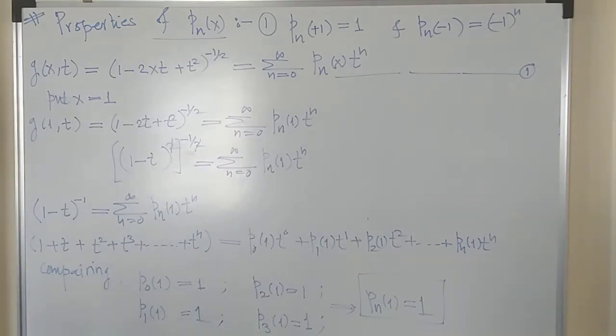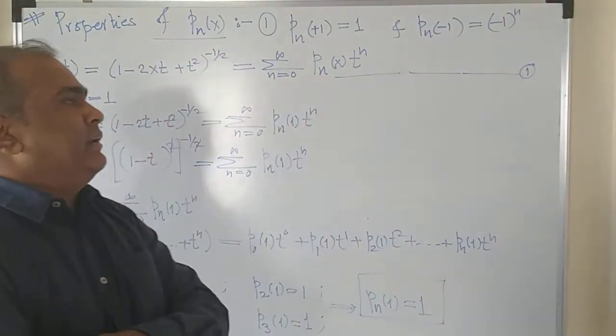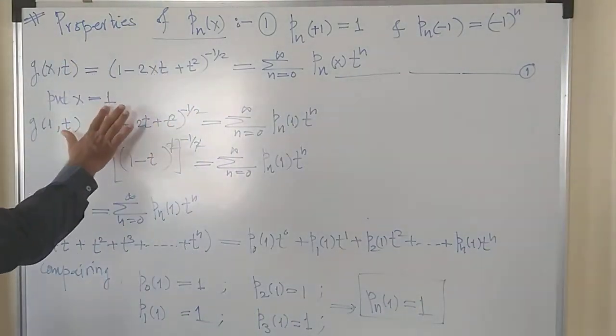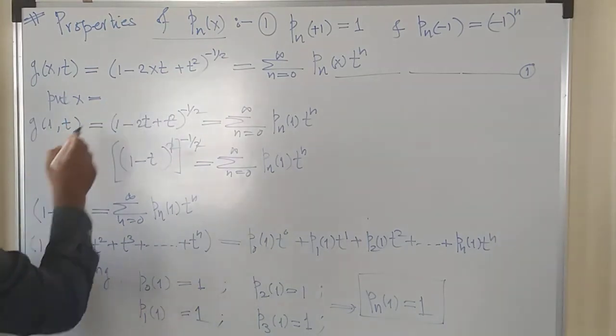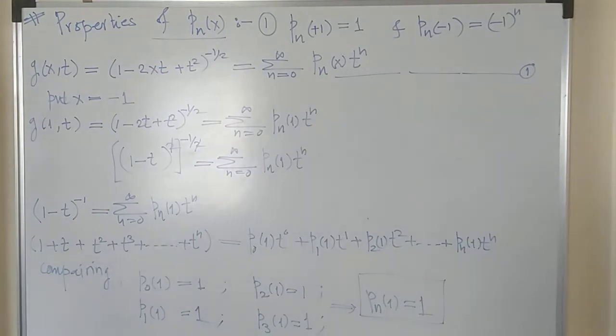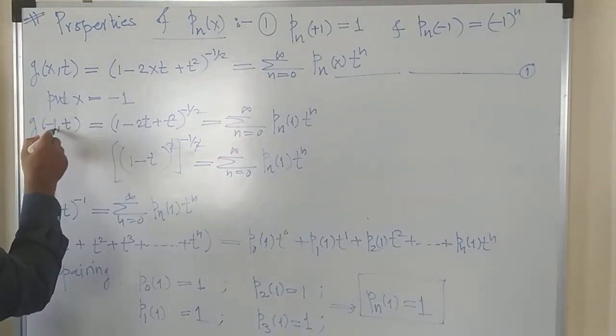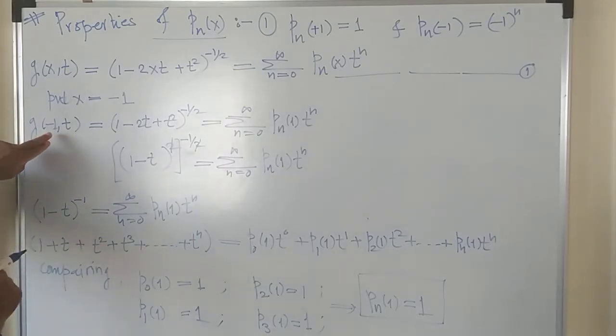Similarly, we have to prove that Pn of minus 1 is equal to minus 1 raised to n. And what's the procedure? Same again, only to identify the value of x. The value of x is equal to minus 1 here, and therefore put x equal to minus 1. Rest of the steps are the same. Once you put x equal to minus 1, your equation will change in this way.